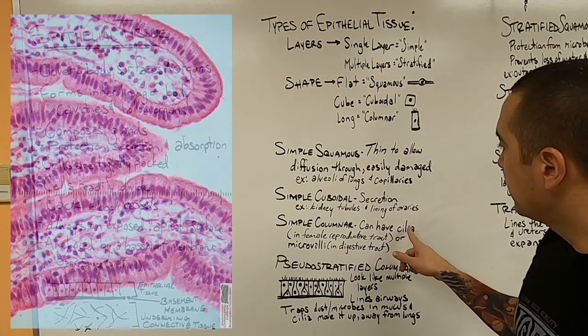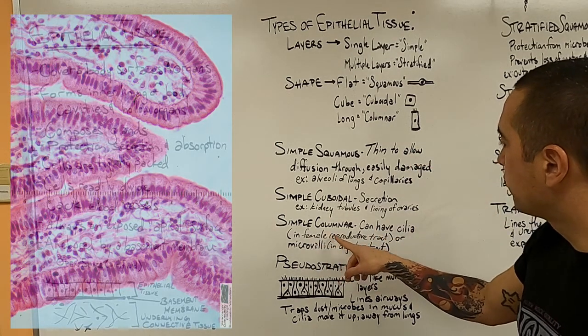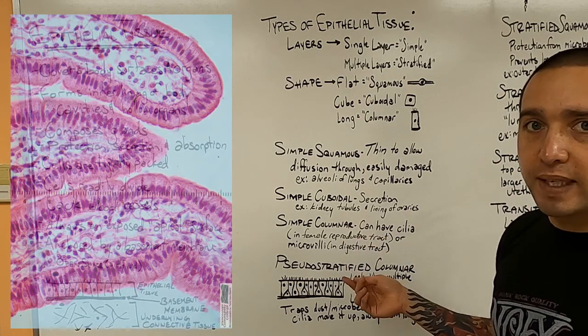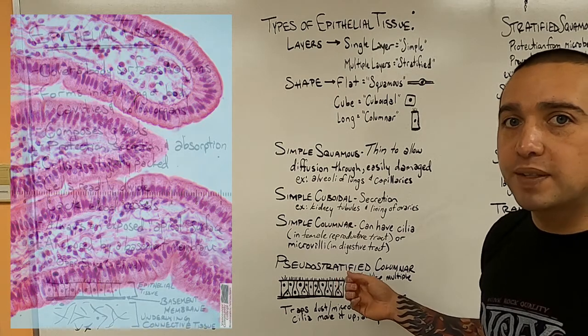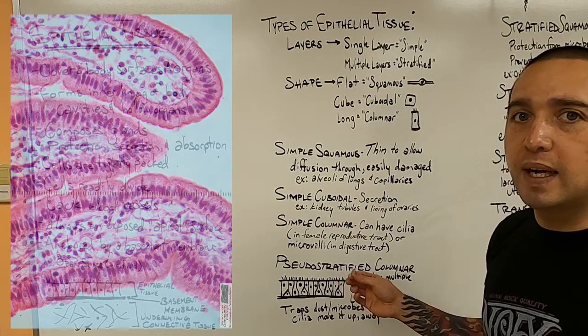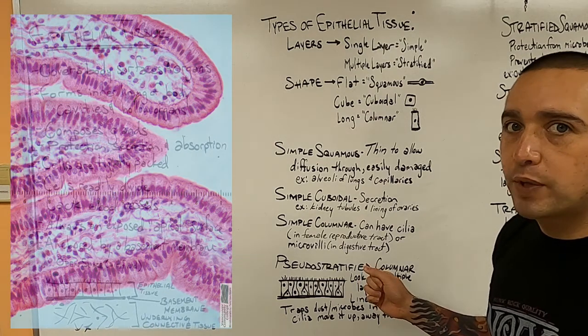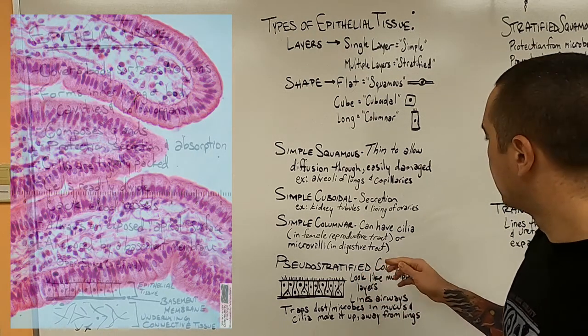Simple columnar, a single layer of column-shaped cells. They can have cilia, as in the female reproductive tract. Remember that cilia are like fingers that move things along, and they help move an egg cell or a fertilized egg cell through the female reproductive tract.